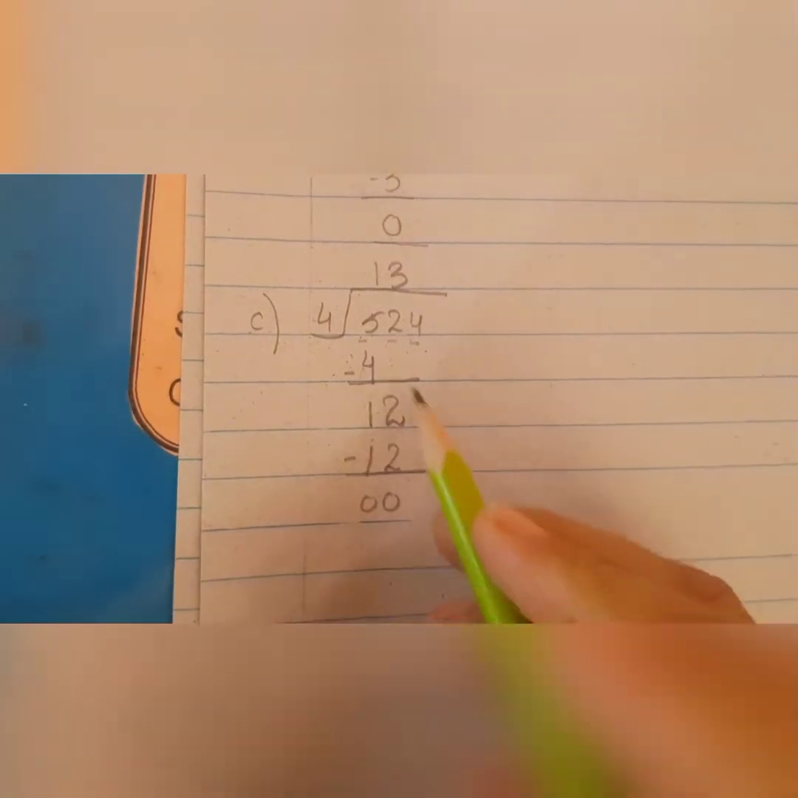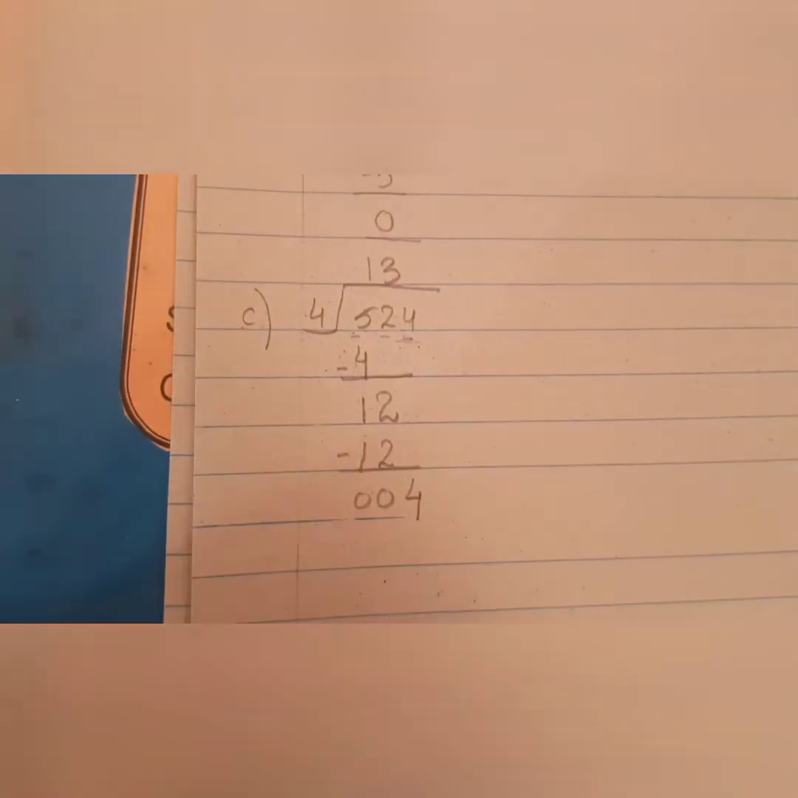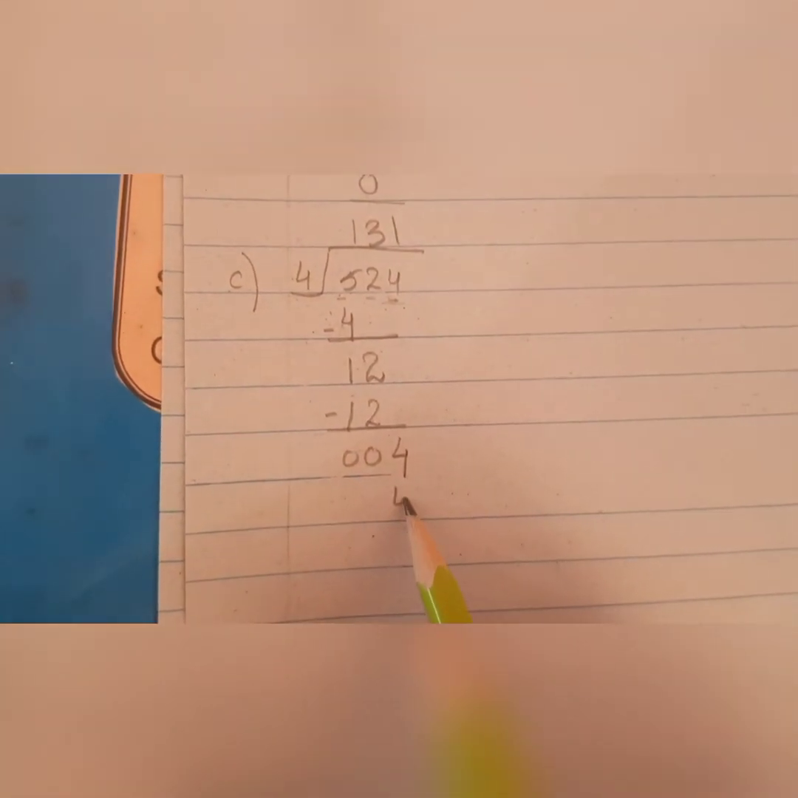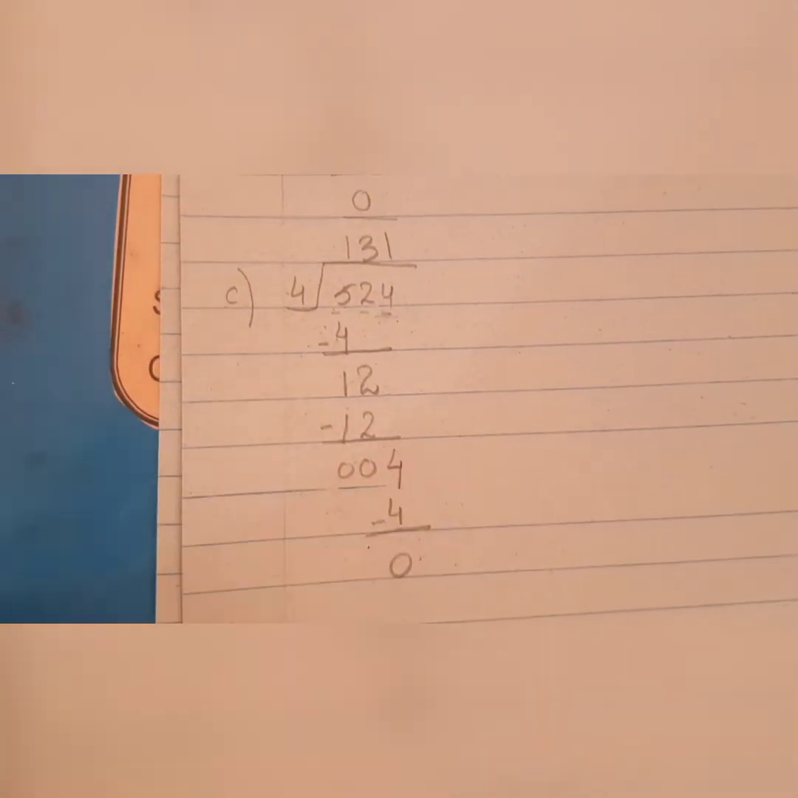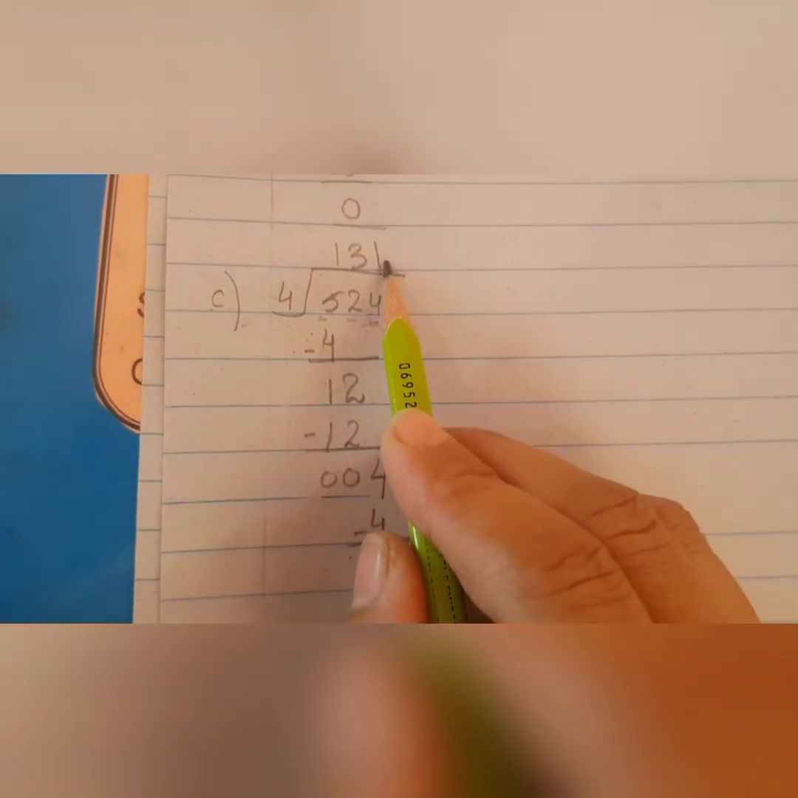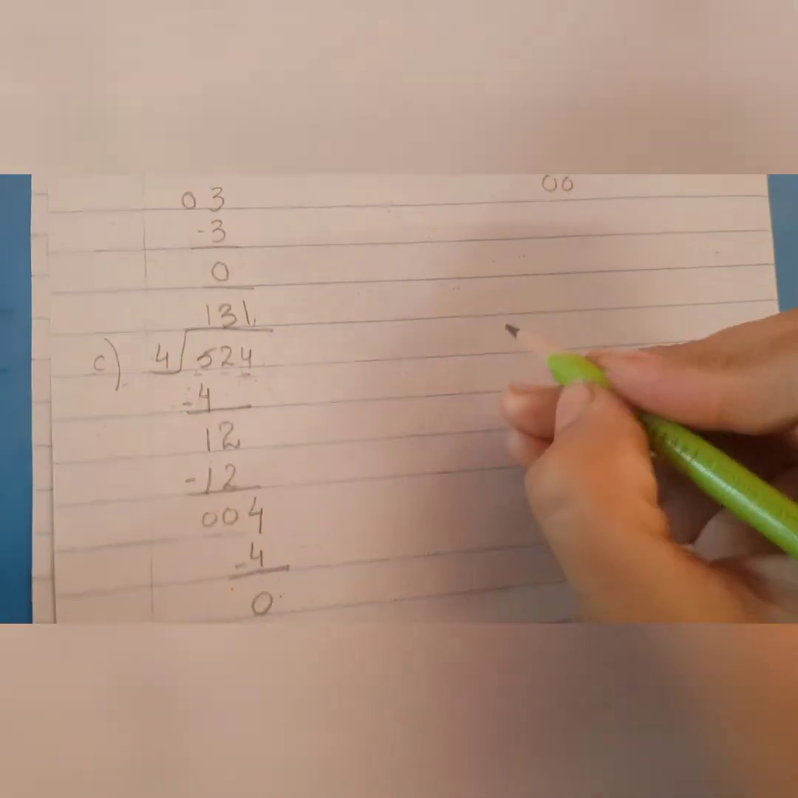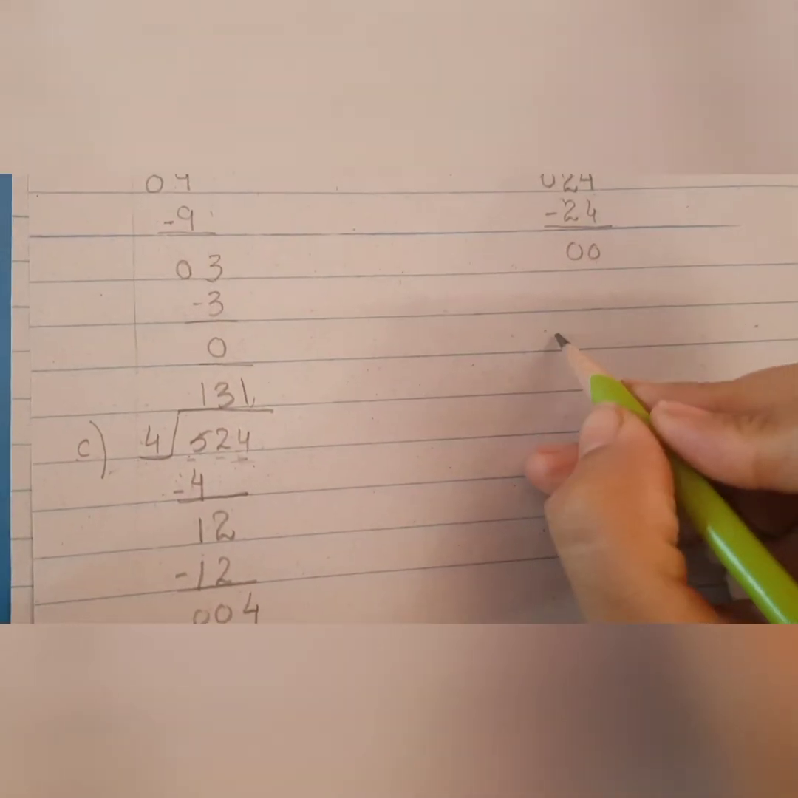So this 12 is finished. Now we have 4 left. So write down the 4 at the bottom. Then 4 ones are 4. So what do you get? The answer to 524 divided by 4, you get the answer 131.